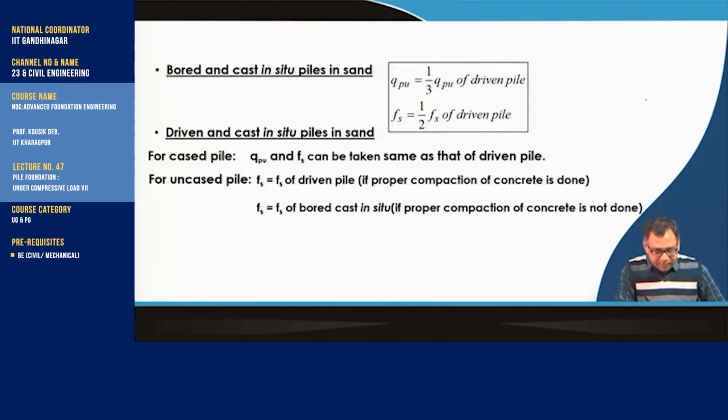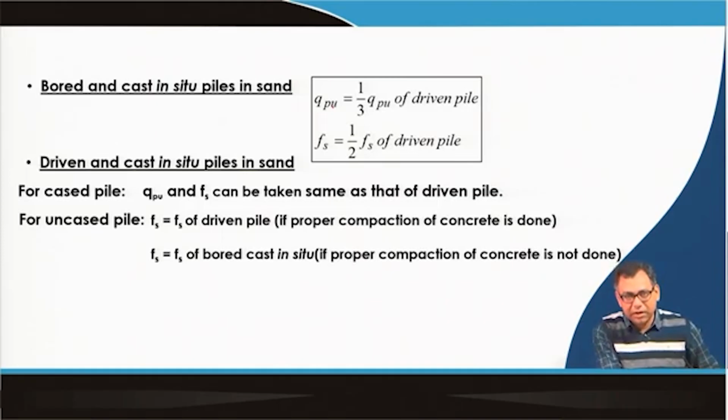Similarly, for the bored pile, because those equations are given for the driven piles. For the bored and cast in situ piles in sand, that QPU will be 1/3 of the QPU that we determine using the already discussed equations for driven pile, and friction resistance will be half of the friction resistance of the driven pile. But if it is a driven and cast in situ pile in sand, then if it is cased, then the QP and the FS that are taken for the driven pile you have to use for the driven cast in situ pile also.